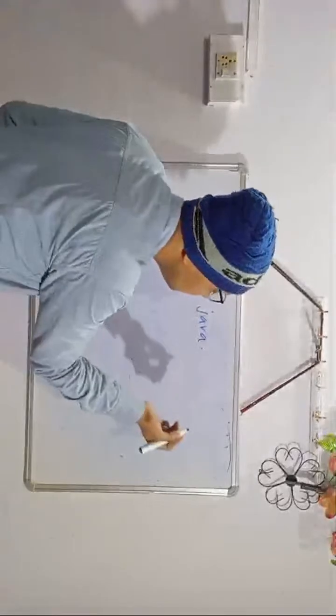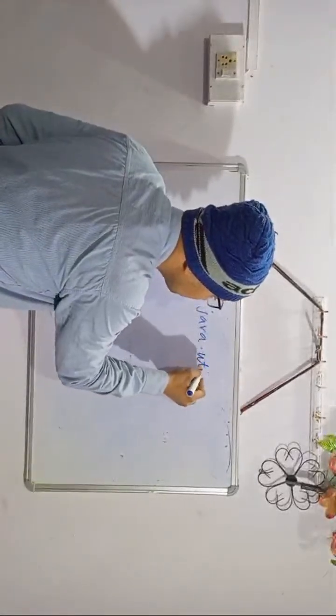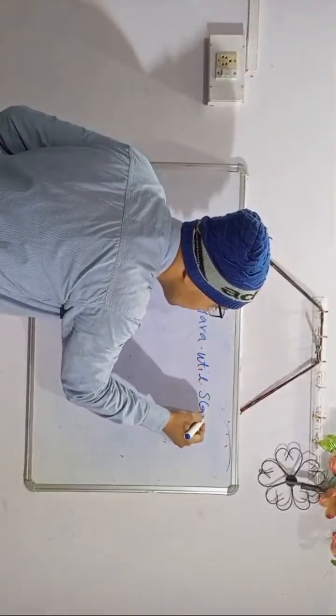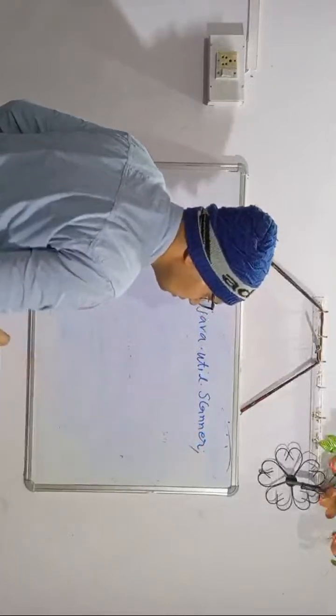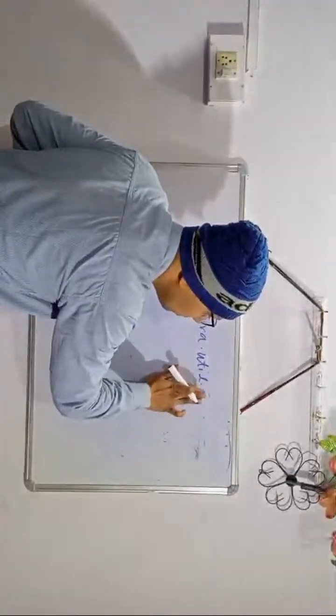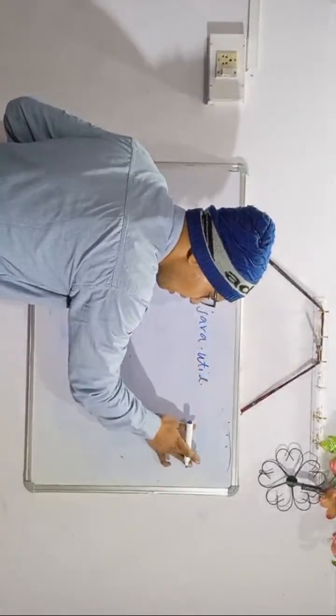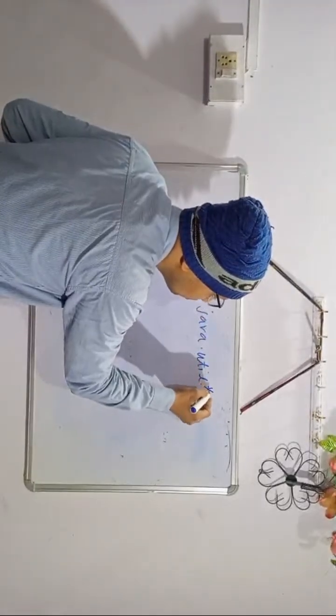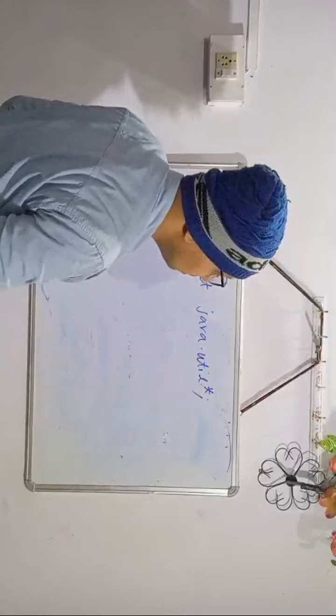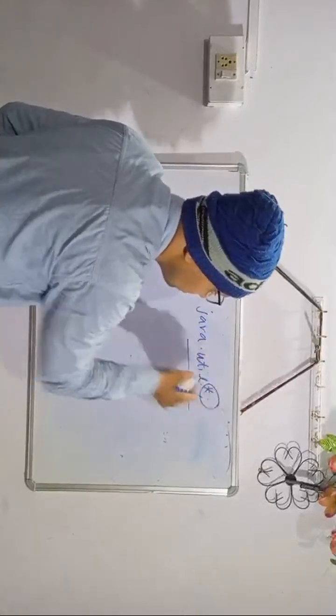Suppose generally we use the util package, a very common package for us, and then we write the name of the class that is required. When we don't want to mention a specific class, we can include the entire package by putting the asterisk symbol.